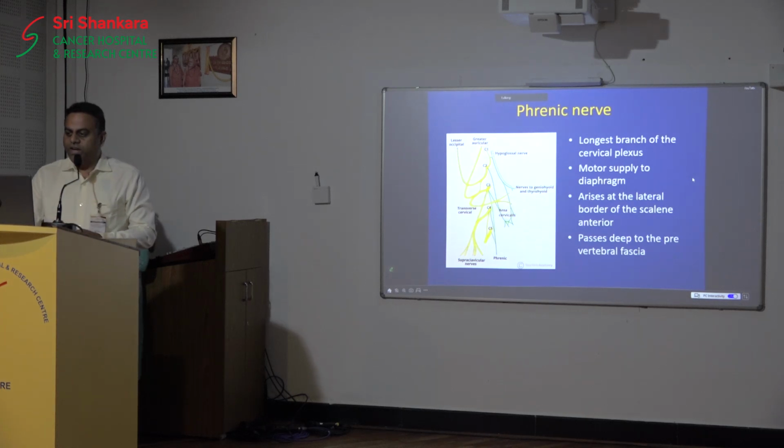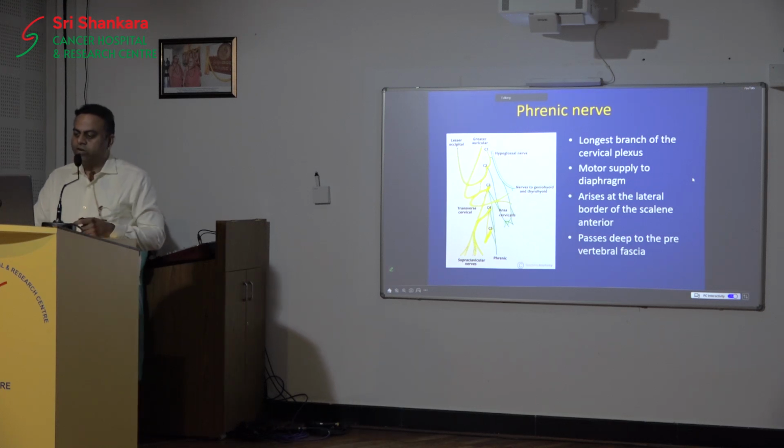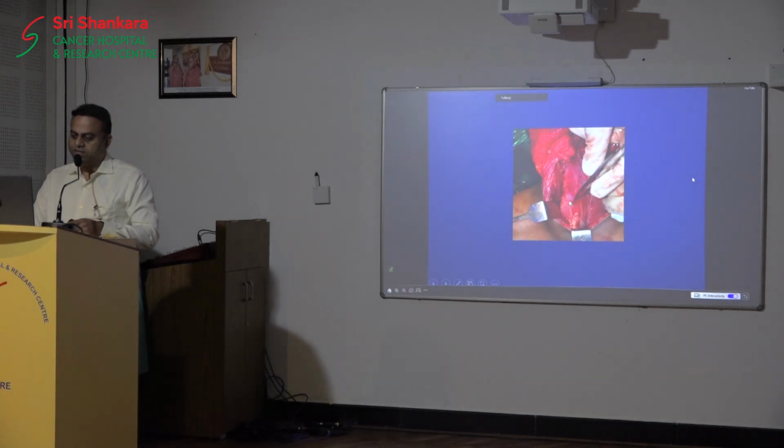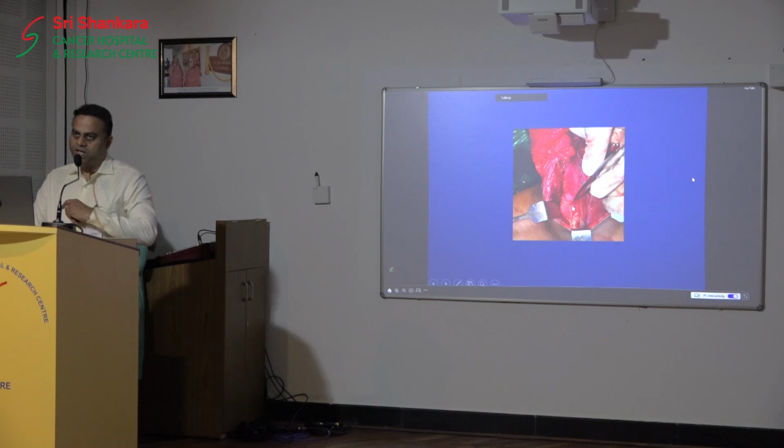the phrenic nerve. This is one of the longest branches of the cervical plexus. It has the motor supply to the diaphragm, apart from the sensory and sensory-proprioceptive supply to the pericardium. It arises at the lateral border of the scalene and passes deep to the prevertebral fascia. You can see this level of the phrenic nerve is way below the prevertebral fascia. So the minute you are above the prevertebral fascia, we are safe.